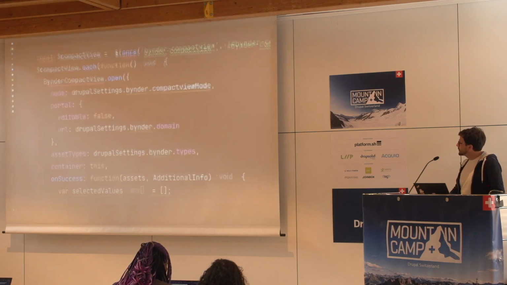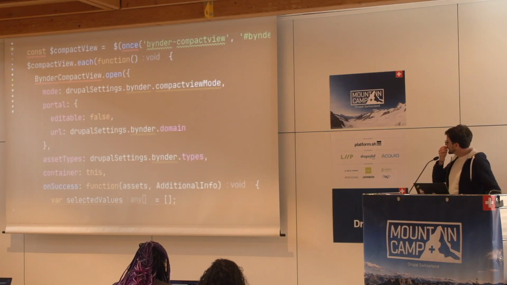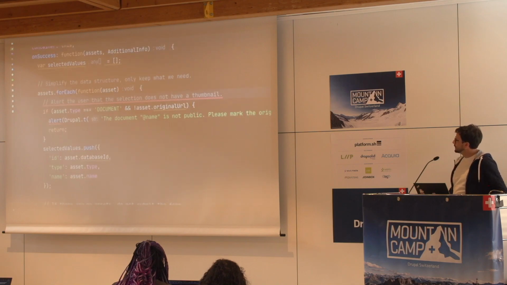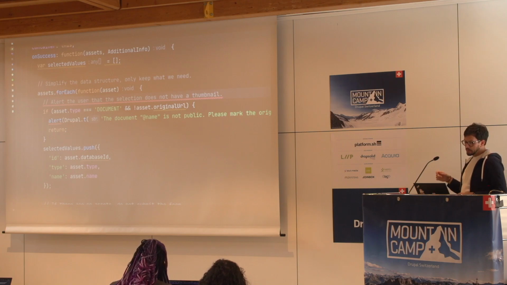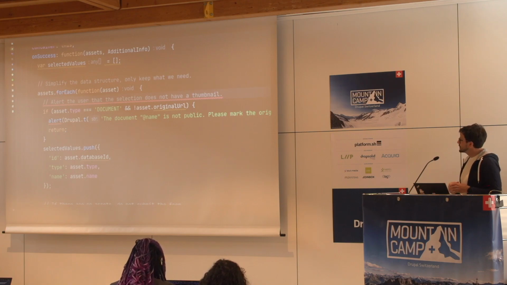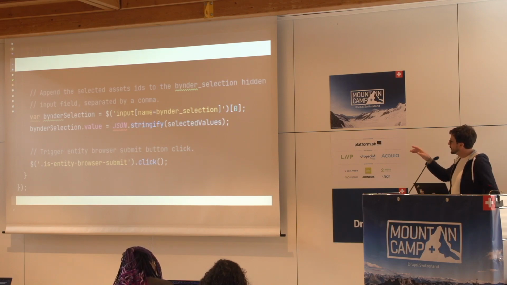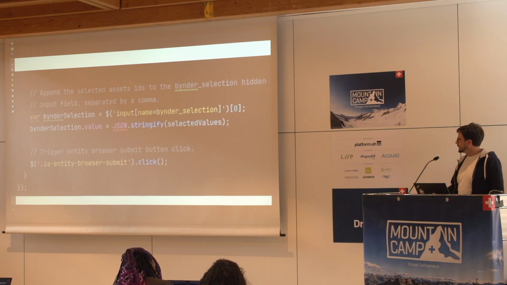So that's the JavaScript part here. That's the name of their component, Bynder compact view. Just call the method open. Use the settings that we just defined in the widget, and then react to the selection. We just build this variable with all the selected items, and here we populate, we pass that to that input field, the only field that we created, and automatically submit.